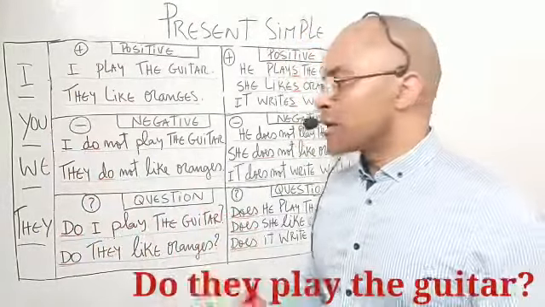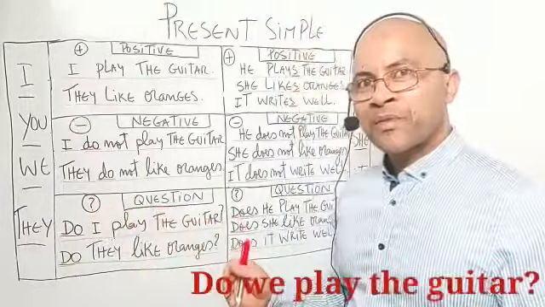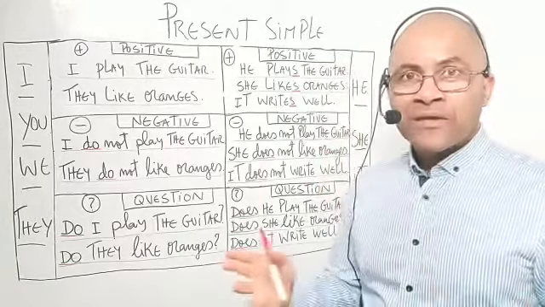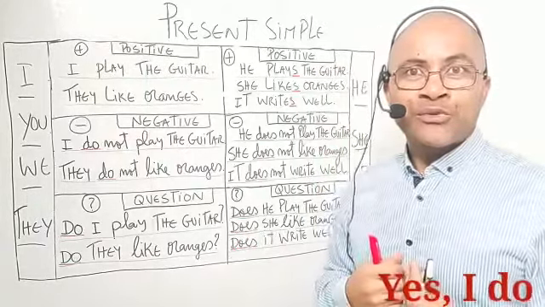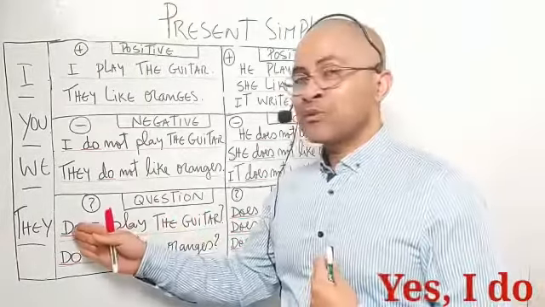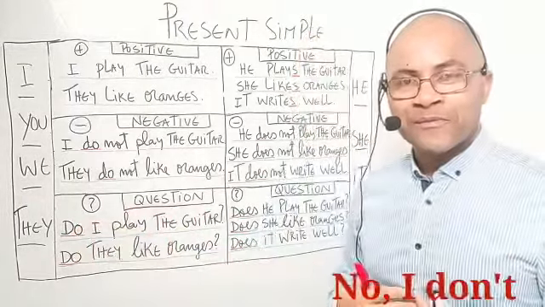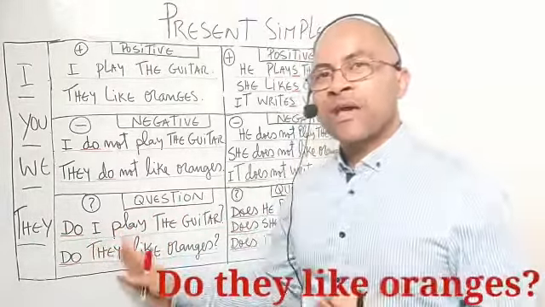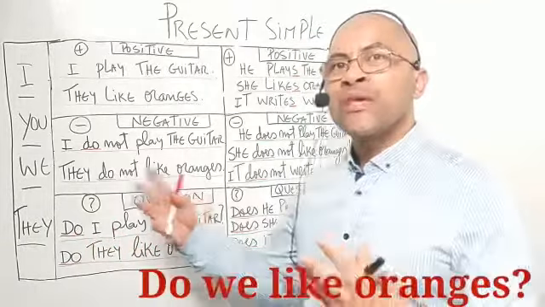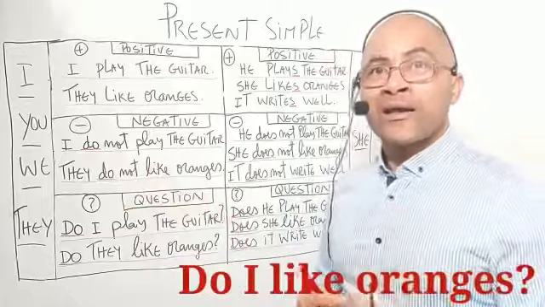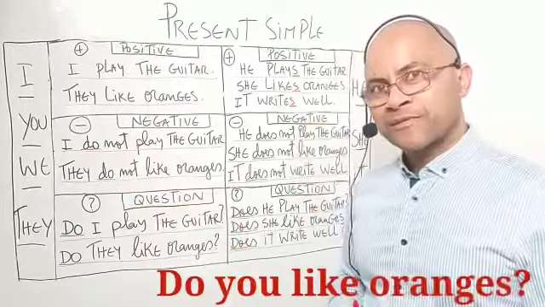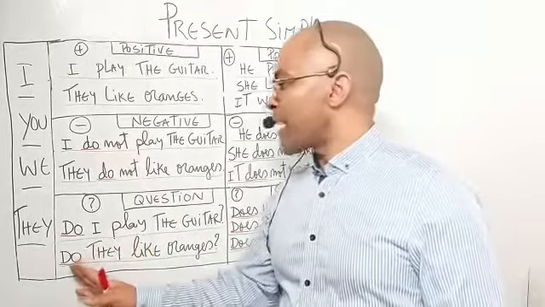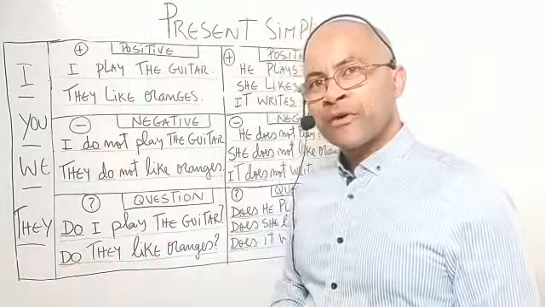I could also say, do they play the guitar? Do we play the guitar? Do you play the guitar? And the answer could be, yes, I do. Remember, yes, I do. Or no, I don't. Do they like oranges? Do we like oranges? Do I like oranges? Do you like oranges? In a question, before the personal pronoun, we have the auxiliary verb do.